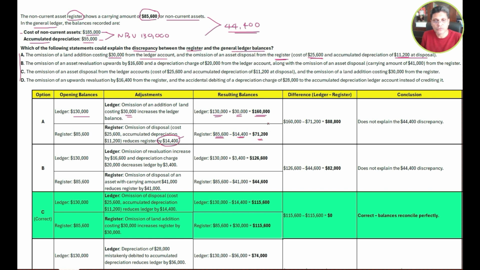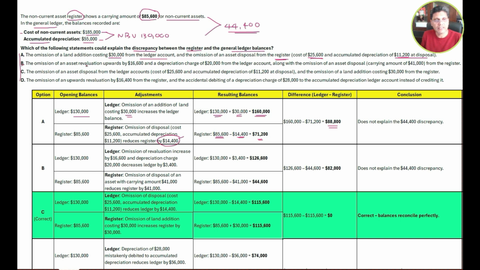So when you take these two differences, the difference will now be 88,800. So this does not fully explain the discrepancy. So this is not the correct answer. Now let's move on to part B.